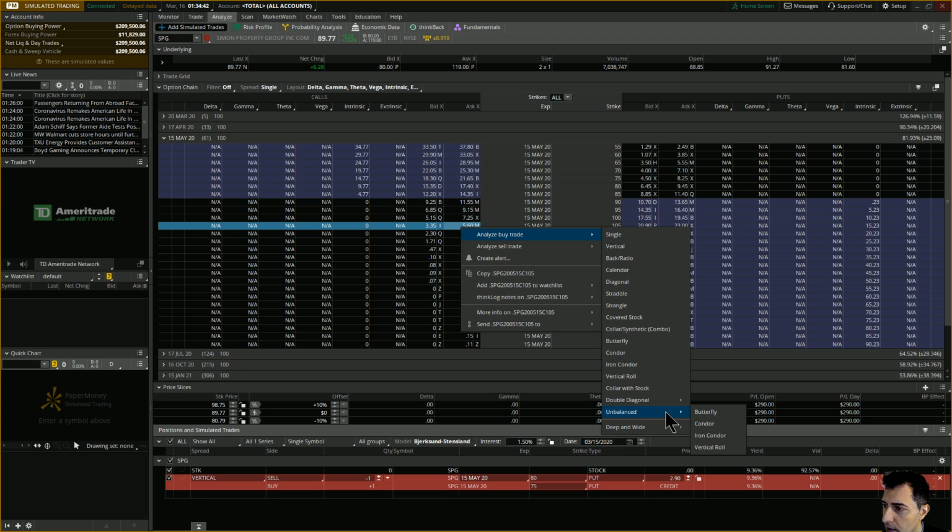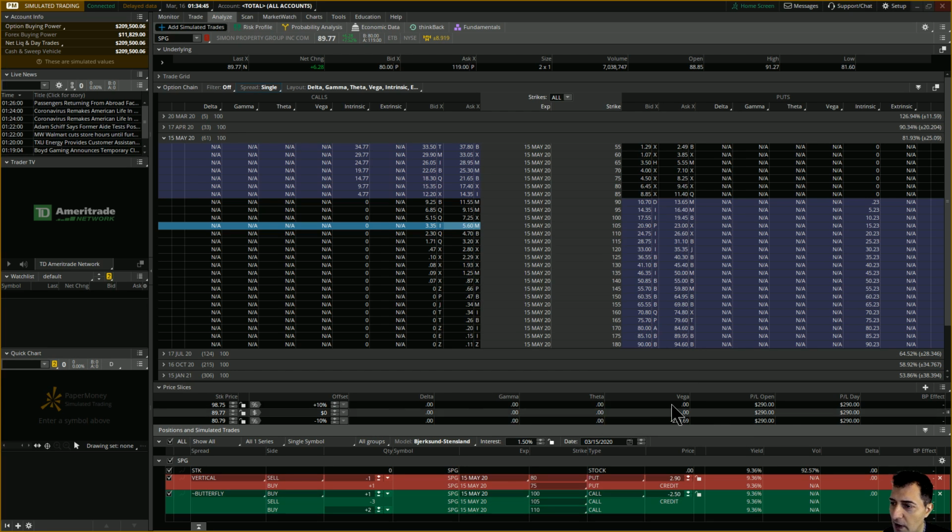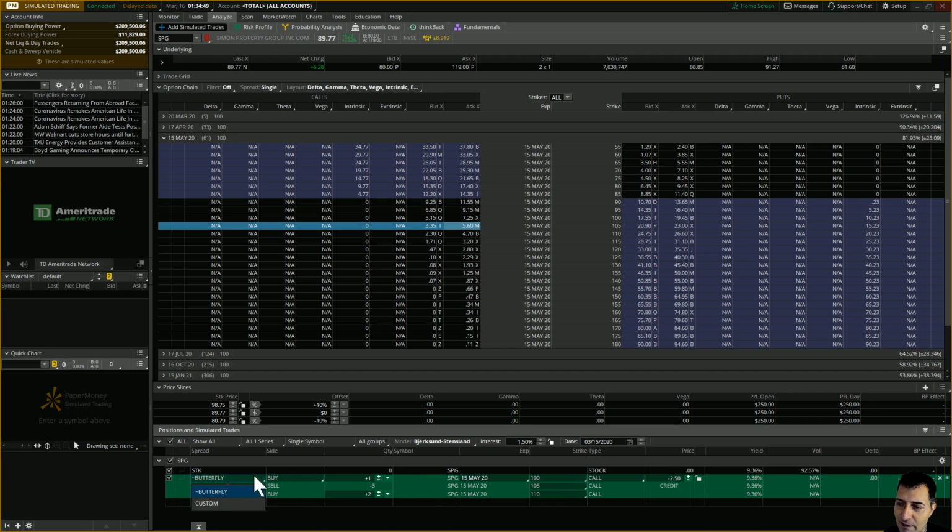Double the unbalanced. Here we go. Butterfly. I was looking for the butterfly. So I don't want to use a butterfly, but I just wanted to have 3 rows. Okay, I'm going to make this custom. So I'm going to buy on the top a call.